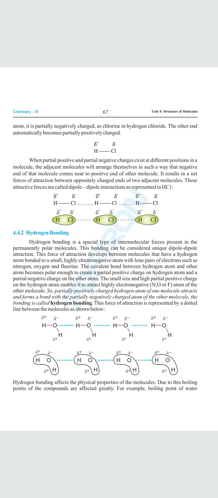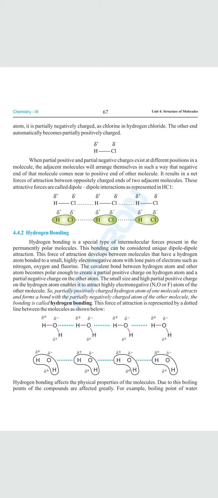So the definition of hydrogen bonding is: the partially positive charged hydrogen atom of one molecule attracts and forms a bond with the partially negative charged atom of another molecule. This bonding is called hydrogen bonding, and it is very strong. This force of attraction is represented by a dotted line between the molecules, as shown below.